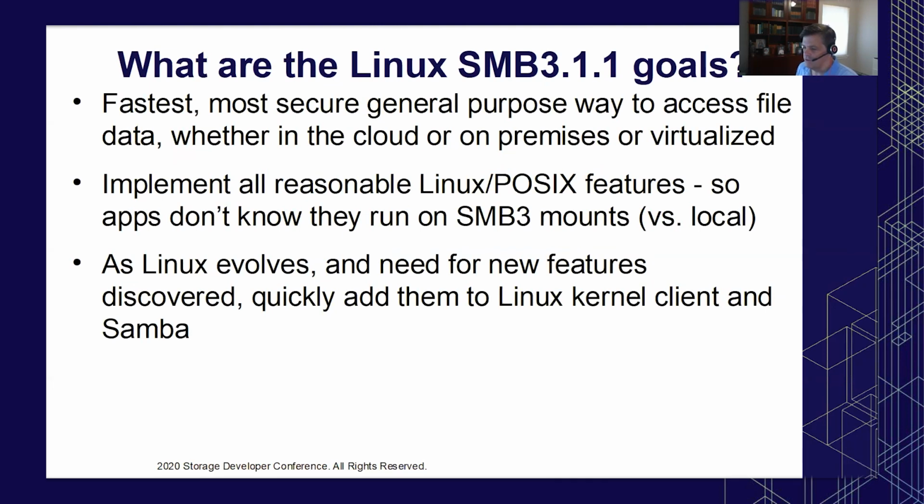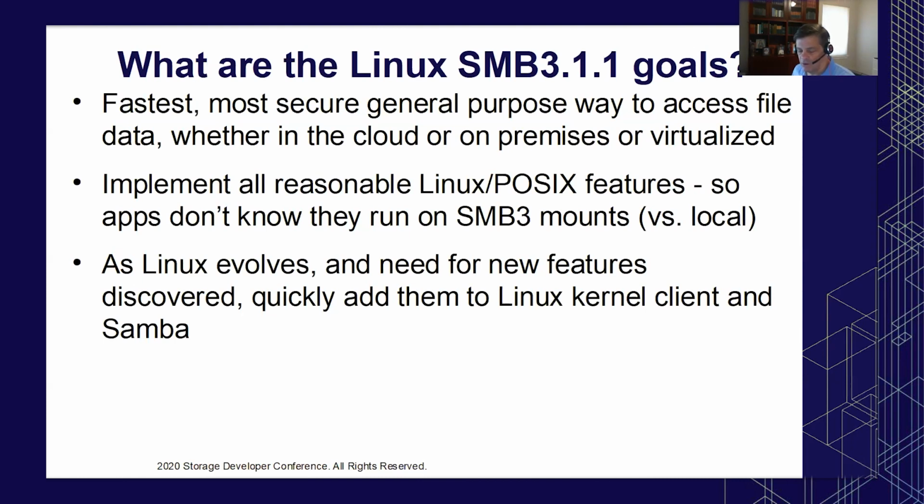Now, let's switch gears to the broader topic of SMB3.1.1 and Linux. So why do we care about SMB3.1.1? Well, it's the broadest file protocol. It's supported on the broadest set of devices, and it has the largest set of function. And we want SMB3.1.1 to be the fastest general purpose way that we access file data, whether it's in the cloud, like in Azure, largest server in the world apparently, or on premises, whether it's a virtual machine or whether it's physical hardware.